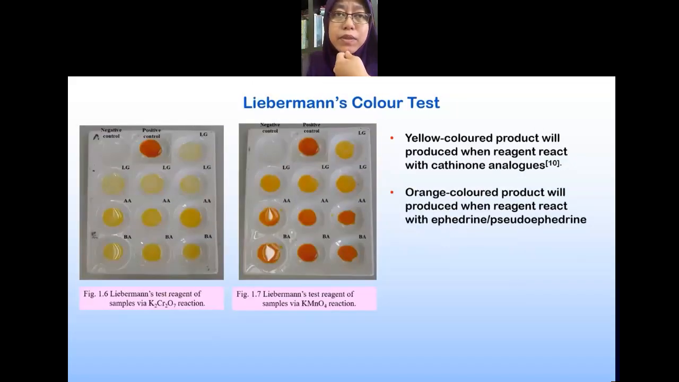Meanwhile, for Lieberman's color test, all the samples from the potassium dichromate reaction, when reacted with Lieberman's reagent, give rise to an intensely yellow color product, and only the sample from the black grape precursor produces a yellow color product with Lieberman's reagent. Interestingly, this result is consistent with the result from the Chen's color test.